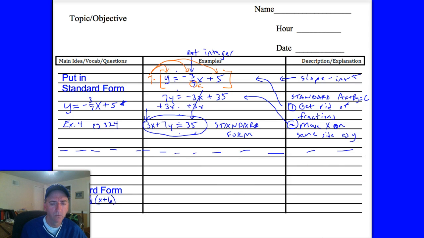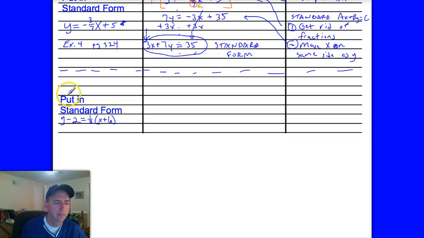So let's do one more question, and let's put this into standard form. y minus 2 is equal to 1/3 x plus 6. Currently it's in point-slope form, so we now have to turn it into standard form. Standard form is Ax plus By equals C, where A and B are integers and they're on the same side, and C is isolated by itself on one of the sides.